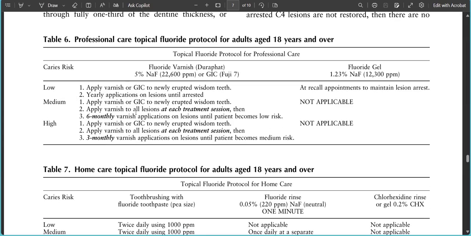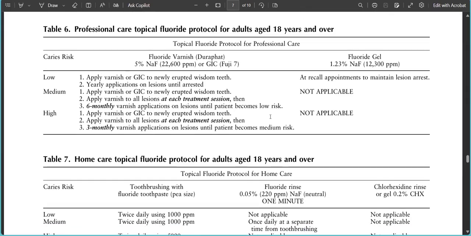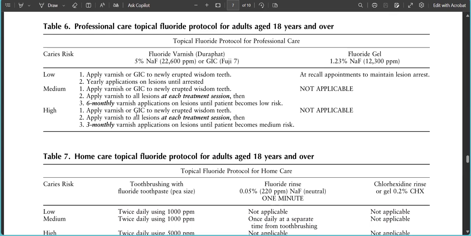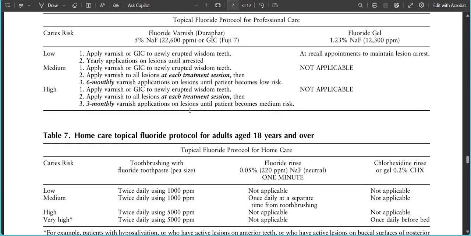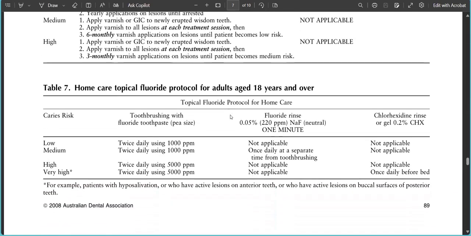For the medium risk patient, apply varnish to newly erupted wisdom teeth and apply varnish to all lesions at each appointment, then 6 monthly varnish application on lesions until the patient becomes low risk. And for the high risk patient, you just need to apply varnish to newly erupted wisdom teeth, apply varnish to all lesions at each appointment session, and 3 monthly varnish application on lesions until the patient becomes medium risk. So 3 monthly for high risk, 6 monthly for medium risk, and yearly for low risk.